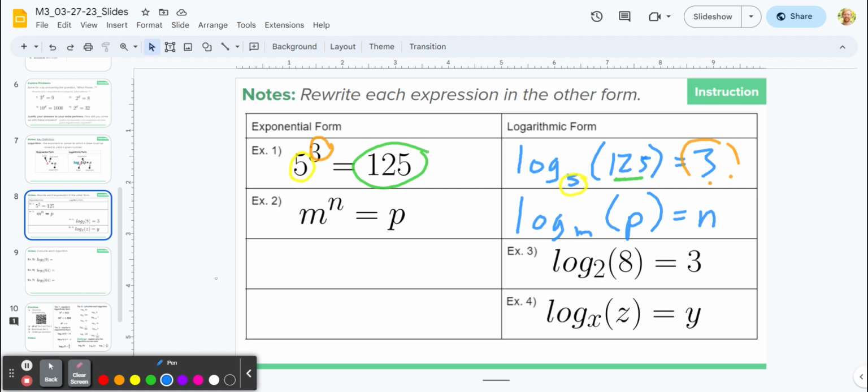Similarly, we can go the other direction. If I give you logarithmic form, we can go back to exponential form. So if I have log base 2 of 8 equals 3, like I do in example 3 here, I'm going to have 2 to the third power equals 8. And if I have log base x of z equals y, I'm going to have x to the y power equals z. Make sure that's clearly a z there.